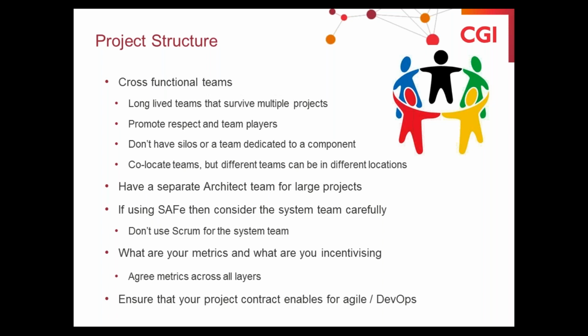Ensure your metrics are incentivizing what you want, and agree the metrics across all layers. So again, this is promoting honesty, promoting transparency, and if your metrics are just saying I want the stories completed as soon as possible, then that's what you'll get. If your metrics are emphasizing quality and emphasizing the underlying business value, then that's what you should get. And ensure that any project contracts you have, whether you're a supplier or whether you're a customer, enable Agile and DevOps. If they're not written in appropriate ways, then you won't get what you need.